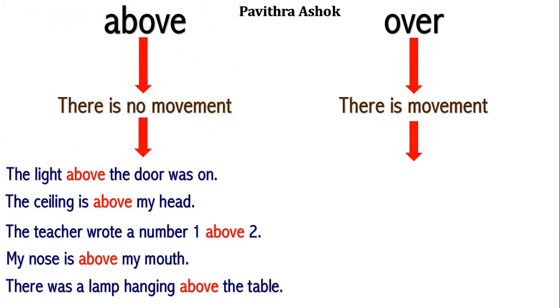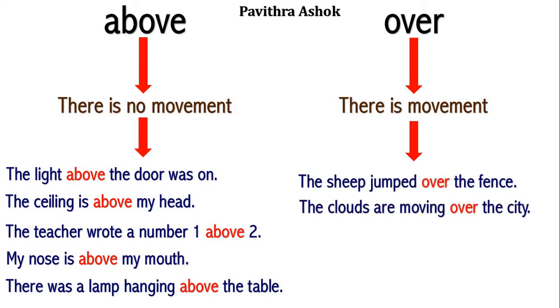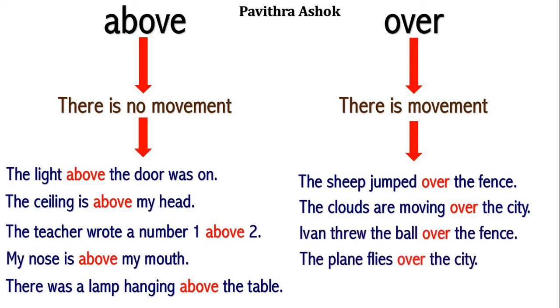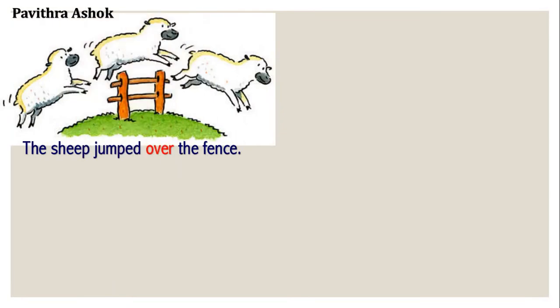Please look at these examples. The sheep jumped over the fence. The clouds are moving over the city. Ivan threw the ball over the fence. The plane flies over the city. A boy jumped over the wall. Now please look at these pictures. The sheep jumped over the fence. You can see while the sheep are jumping, there is a movement at a higher level. So, we use over, not above.